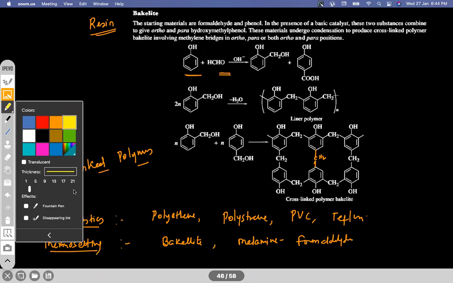So melamine, the formula is this. Alternate nitrogen atoms, and this carbon atom contains NH2. Must remember this formula. This is melamine.